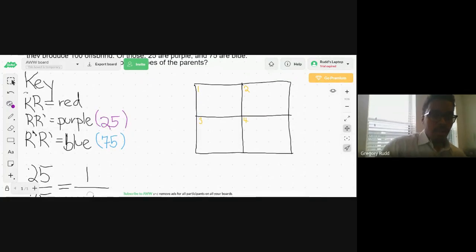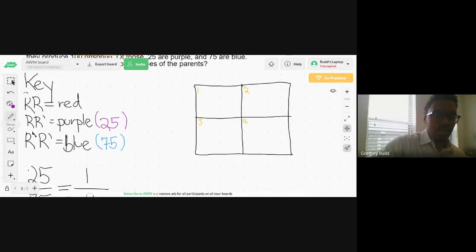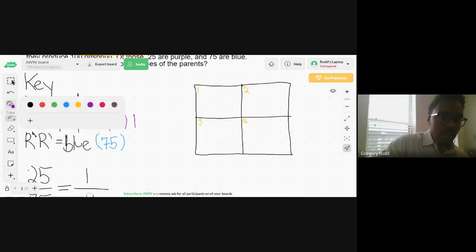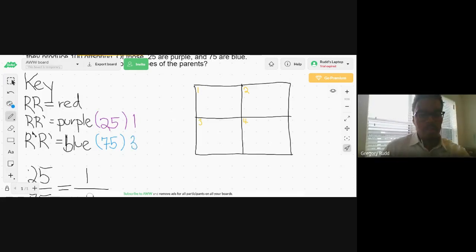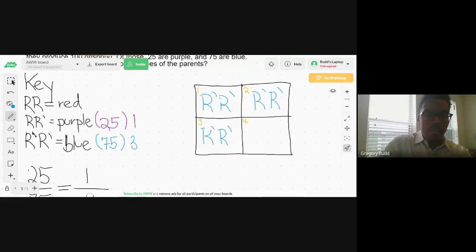So this means that in my Punnett square, I have one purple flower and three blue flowers. So I'm going to just write in my three blue flowers in three random boxes. I'm going to do boxes 1, 2, and 3 because they come first. R prime, R prime, R prime, R prime, R prime, R prime. And then in my last box, I have that one purple flower. So box 4 is going to be purple, which is R, R prime.